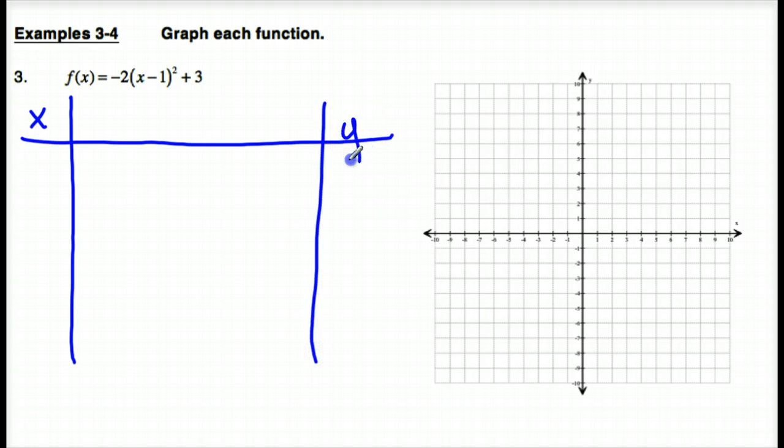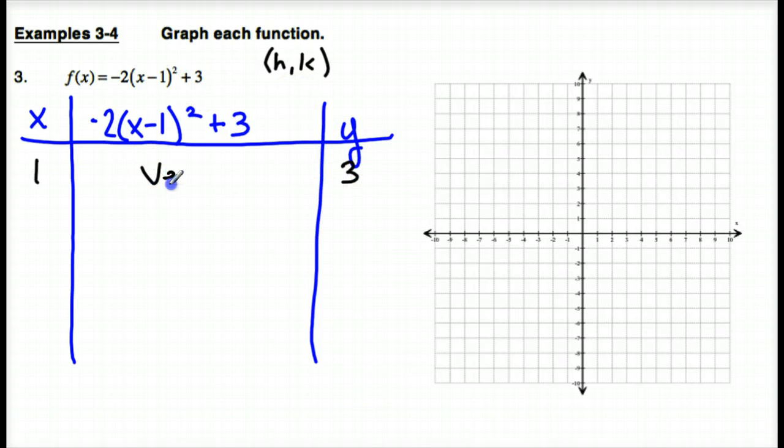There's no formula to use for your vertex, really, so I don't have to go through and make any calculations for my formula, which is nice. So what I'm going to do here is use my vertex as my first x and y value, just like for the last one, based on your h and k values. h in this case is positive 1, and k in this case is positive 3, so this will be my vertex right here, 1, 3.